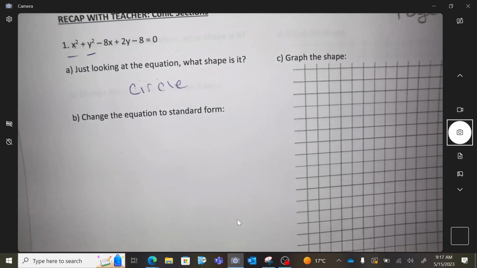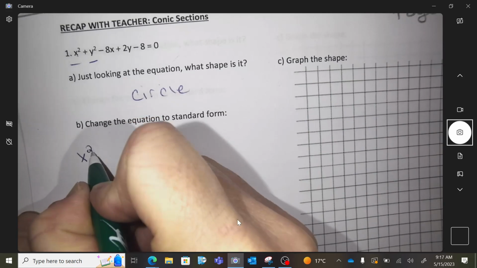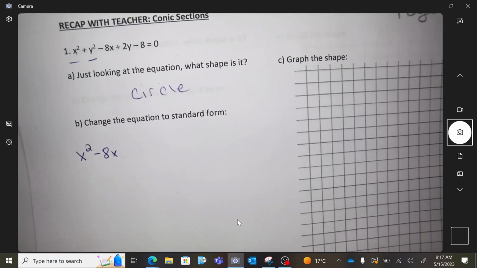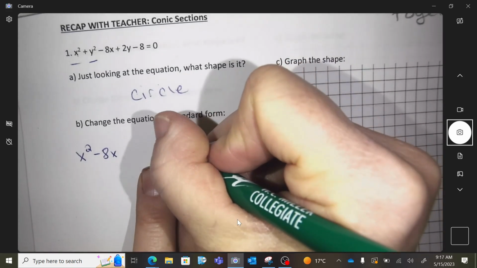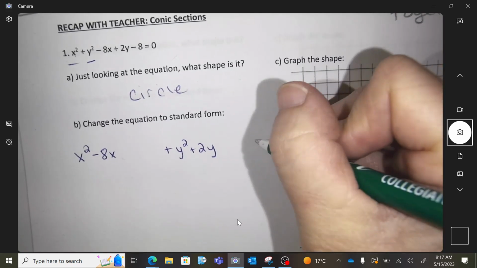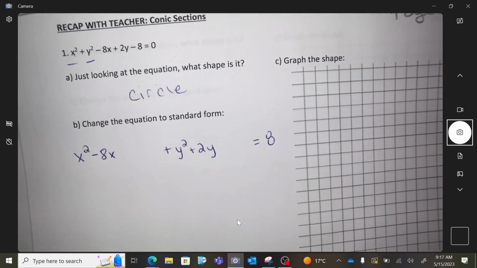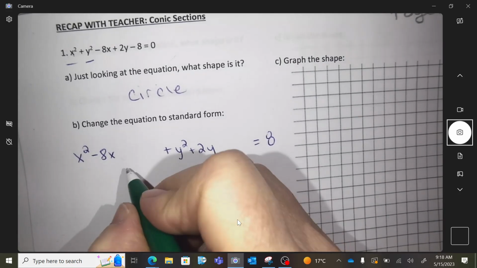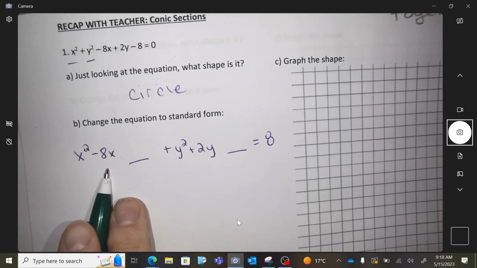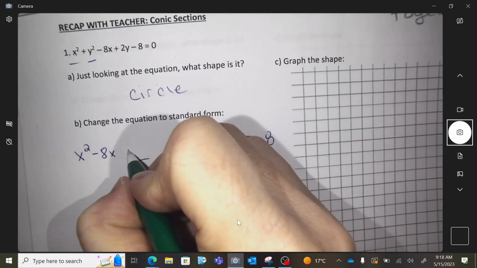Okay, so change it to standard form. So x squared minus 8x, grouping the x's, y squared plus 2y, grouping the y's, equals 8. Okay, there's my groupings. And then blank, complete the square. So half squared, got that? 16.